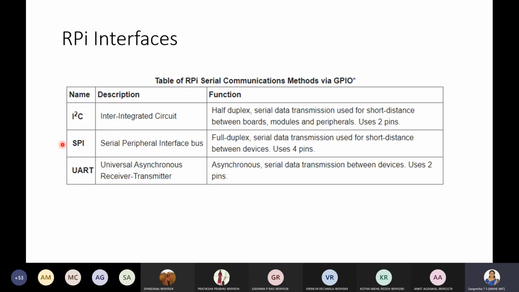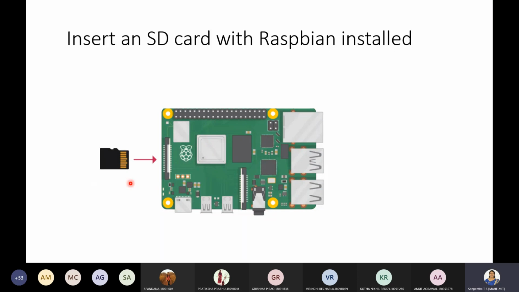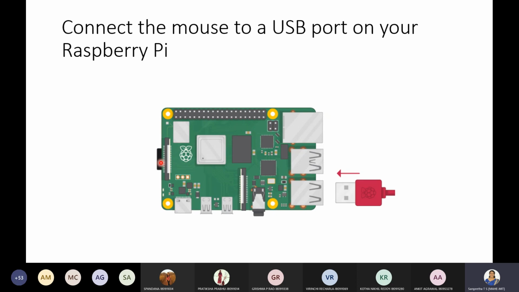So that's all about I2C, SPI, and UART. Now, how we can make this Raspberry Pi work. As I mentioned, you have to write a separate operating system into the memory card and insert the memory card underneath this particular interface slot. There is another slot where you can insert the micro SD card, and the rest of the devices you may have to connect manually to it.